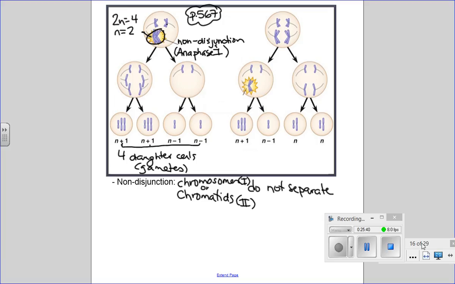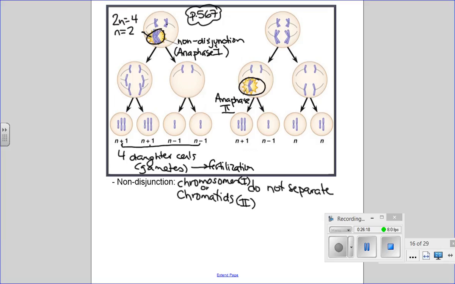Now the problem is gametes are supposed to go on and make the next generation. So when these gametes move on to fertilization, then whatever organism is being made is going to have the wrong number of chromosomes. Now, nondisjunction can happen in Anaphase 1, which is the one we just saw. Nondisjunction could also happen down here in Anaphase 2.